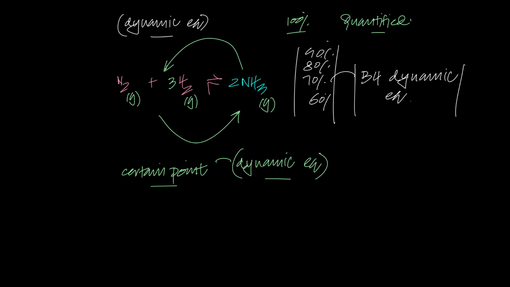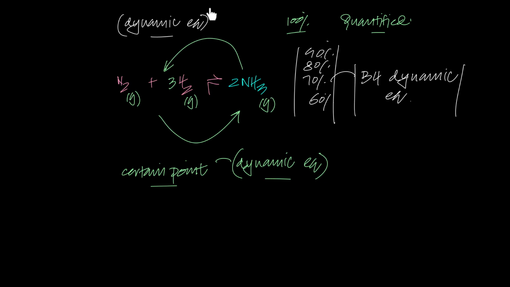And we asked ourselves, can this be quantified? Can we figure out what percentage of products has been made? Does that outweigh the percentage of reactants that you have at dynamic equilibrium? Or does the equilibrium lie more towards the left at dynamic equilibrium, right? Does it lie more towards the left?